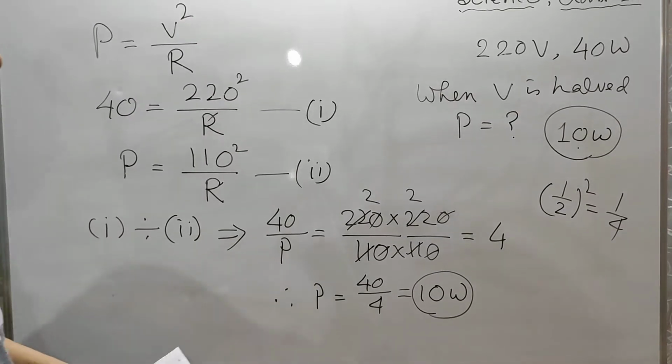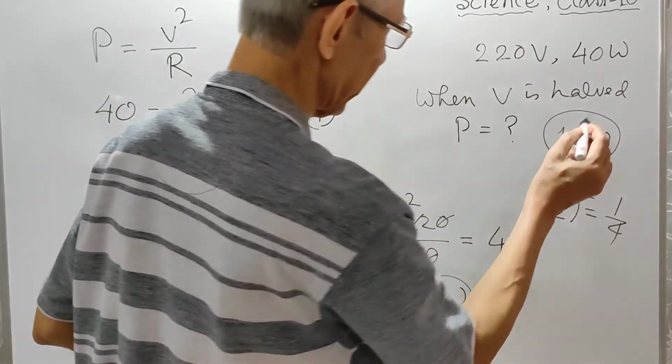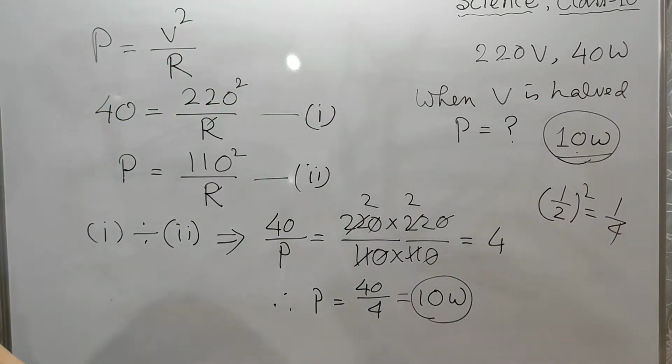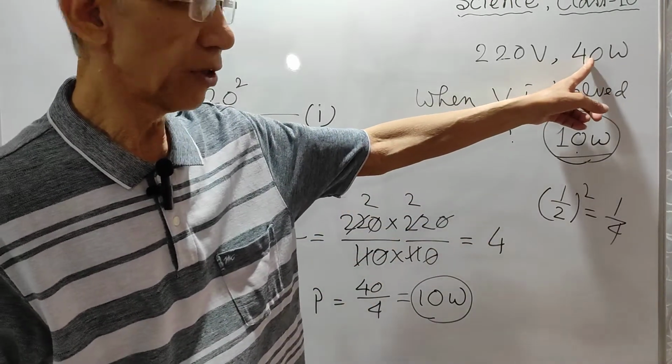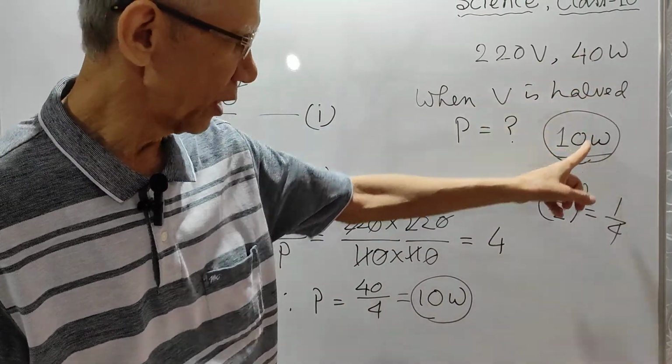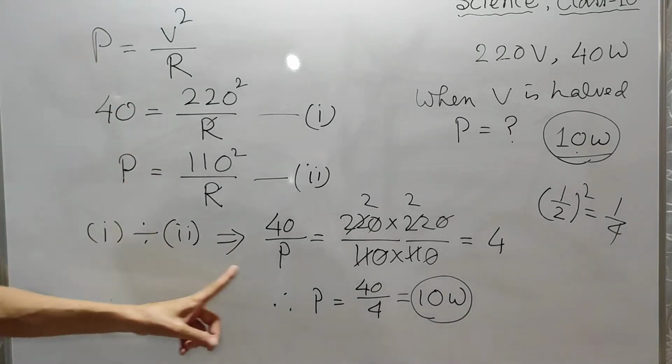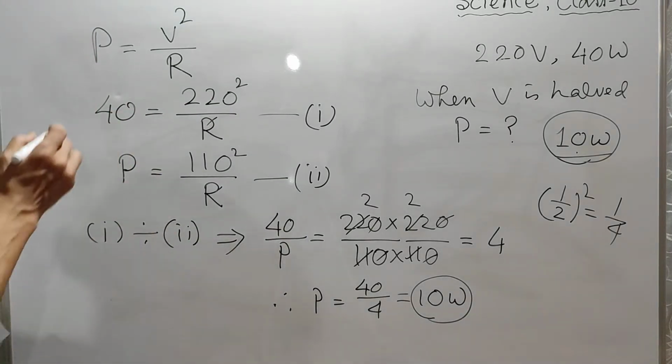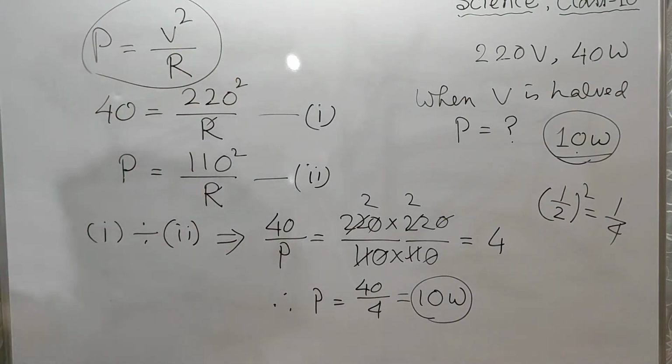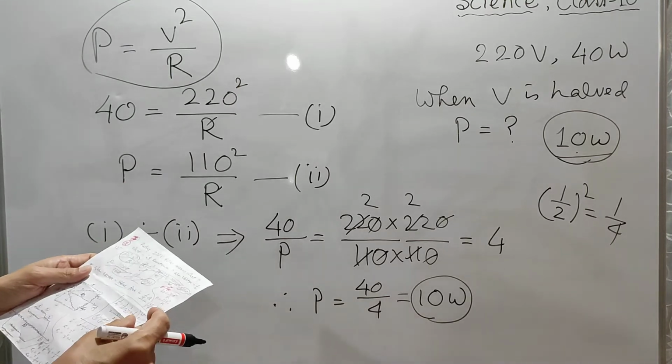So finally the answer you get is that the power of the bulb becomes not half of 40, but 1/4 of 40. That means 10. And this is how we can explain using the formula P equal to V square by R. Okay. All right.